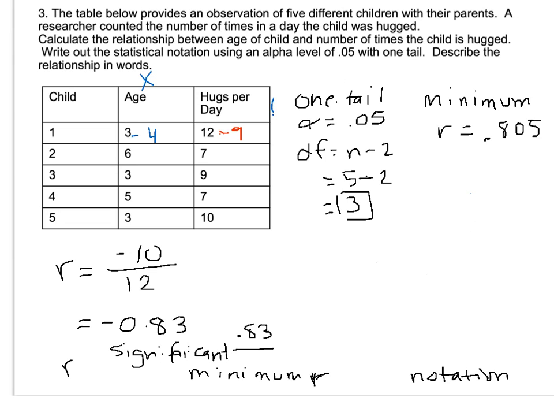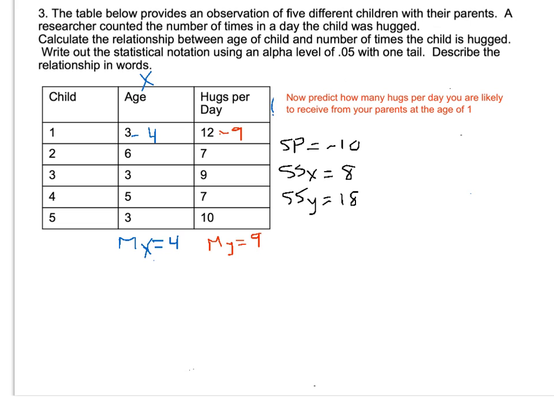So the last thing I'm going to do is write my notation. R equals, and I had negative 0.83, n equals 5 kids. We found this to be significant, therefore P is less than my alpha of 0.05, and the last thing I write is 1 tail. Here I'll just use 2 lines. And that is my notation.